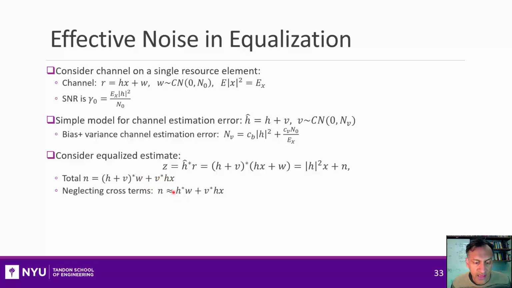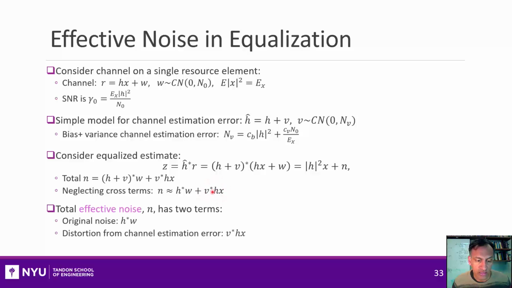If we neglect this product of two terms, which hopefully is small, we'll get that this noise is a sum of two terms. One comes from this H star VW, that is coming from the original noise, and the second is coming from the distortion related to the channel estimation error. So I've just written that here. We'll call this total noise the effective noise.